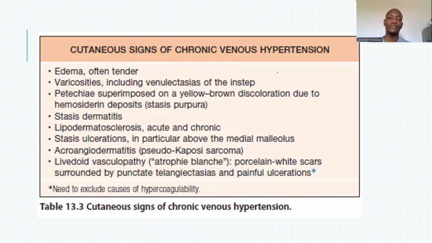So we have cutaneous signs of chronic venous hypertension that include edema, oftentimes tender, and then varicosity. Someone will get engorged blood vessels behind the leg. Those are called varicose veins. You can have petechiae, which is usually bleeding under the skin. And then you can have stasis dermatitis, lipodermatosclerosis, and ulcers, as well as acroangiodermatitis, which is also called pseudo-Kaposi sarcoma. In some cases, you can end up with livedoid vasculopathy that gives the atrophic branch.